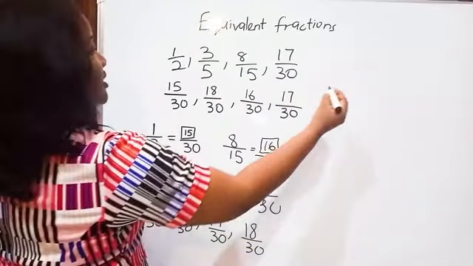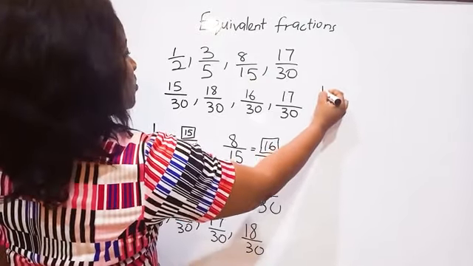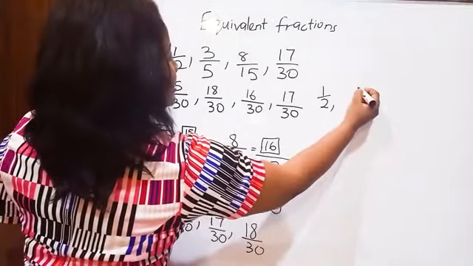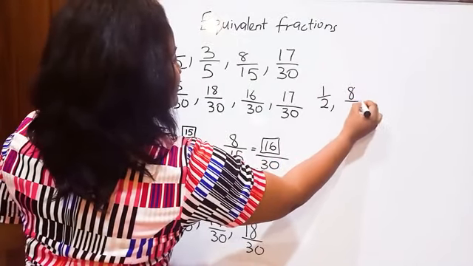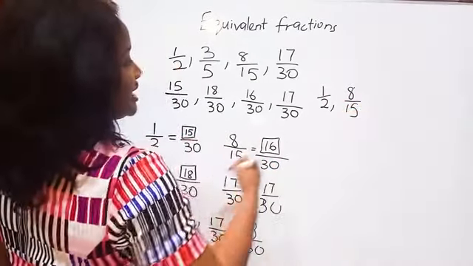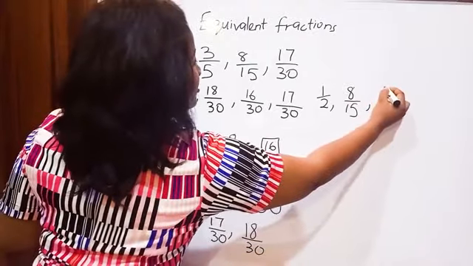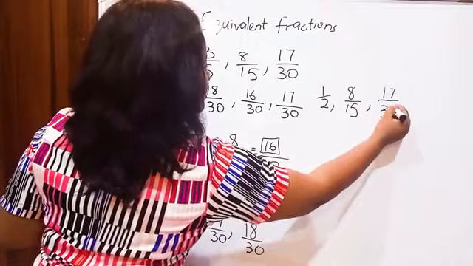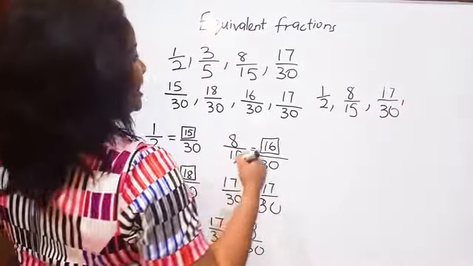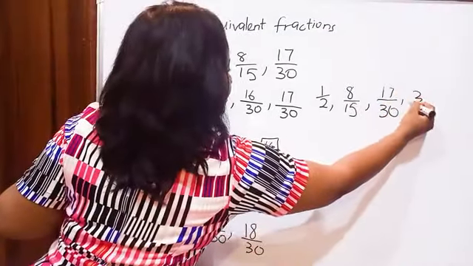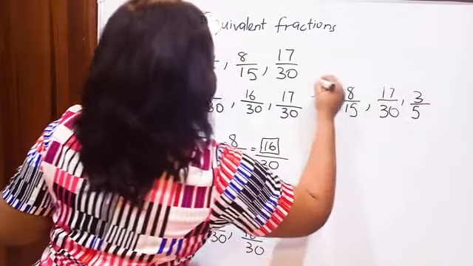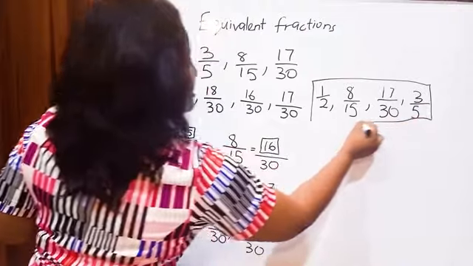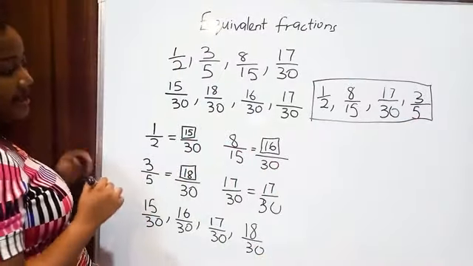And that gives us 1 over 2, 8 over 15, 17 over 30, and 3 over 5. And this, my dear friends, is the answer.